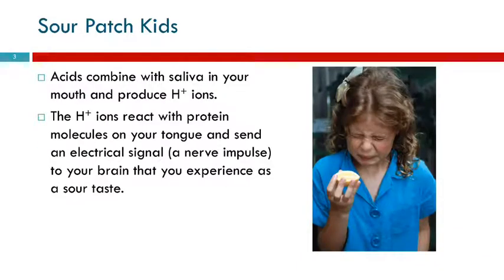Acids combine with saliva in your mouth and make hydrogen ions. The hydrogen ions then react with the protein molecules in your tongue, your taste buds, and send an electrical signal to your brain that you interpret as a sour taste.